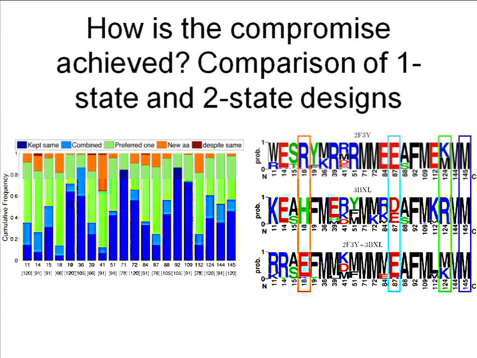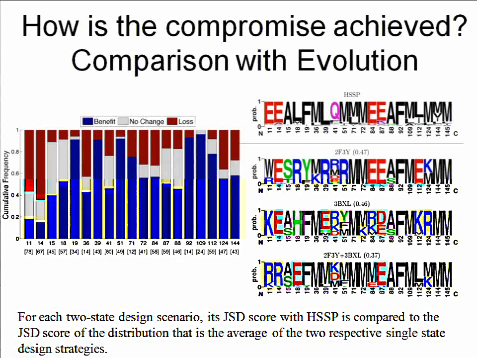Overall, what we did see is that very often, if the two targets didn't agree, the most common scenario was this preferred-one scenario, over here, where one target's preference was chosen over the other. That's sort of like a statistic. The question is, in those cases where the two targets didn't agree, how did that affect the sequence quality, the evolutionary sequences?